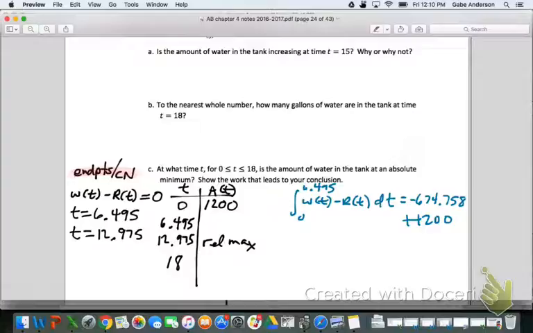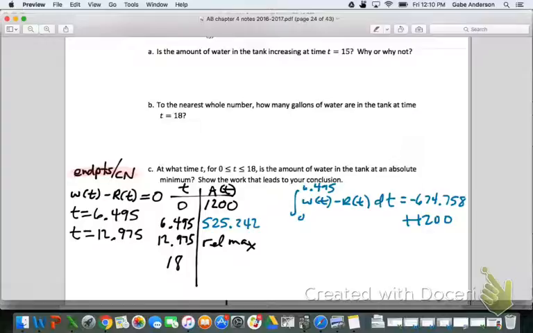So negative 674.758 plus 1,200. It's going to be 525 point something. Is that right? Yeah. 525.242. Okay. Gallons, yeah. Okay, so is that a candidate for the min? Yeah. Definitely, because it's less than 1,200, and we know the other candidate was a relative max.